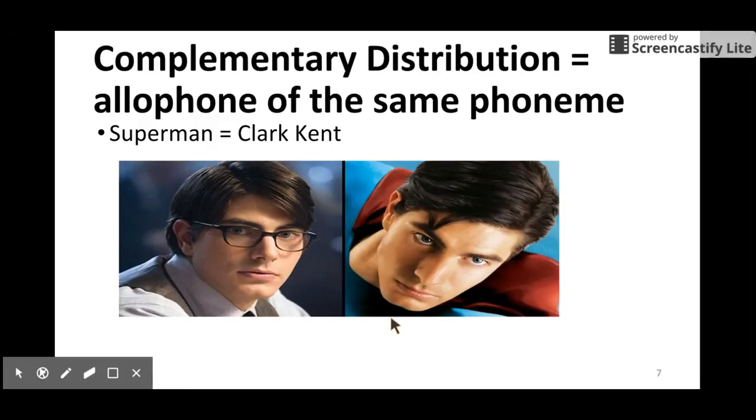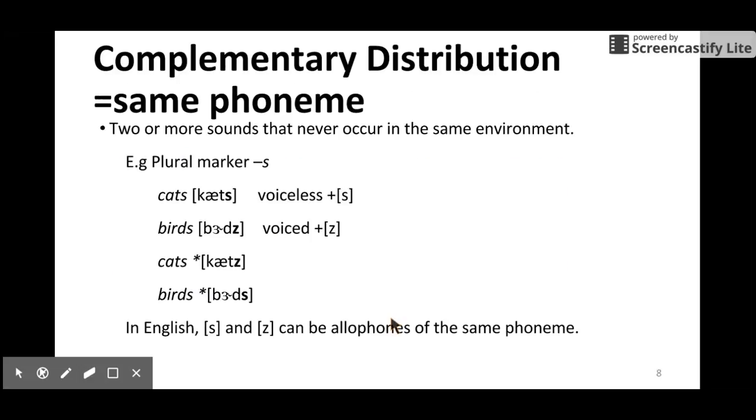And in phonology, if you find two sounds that always occur in different environments and never occur at the same position, then we can say these two sounds are in complementary distribution. And normally we'll think that these two sounds are the allophones of the same phoneme. Here is an example. Complementary distribution means same phoneme.